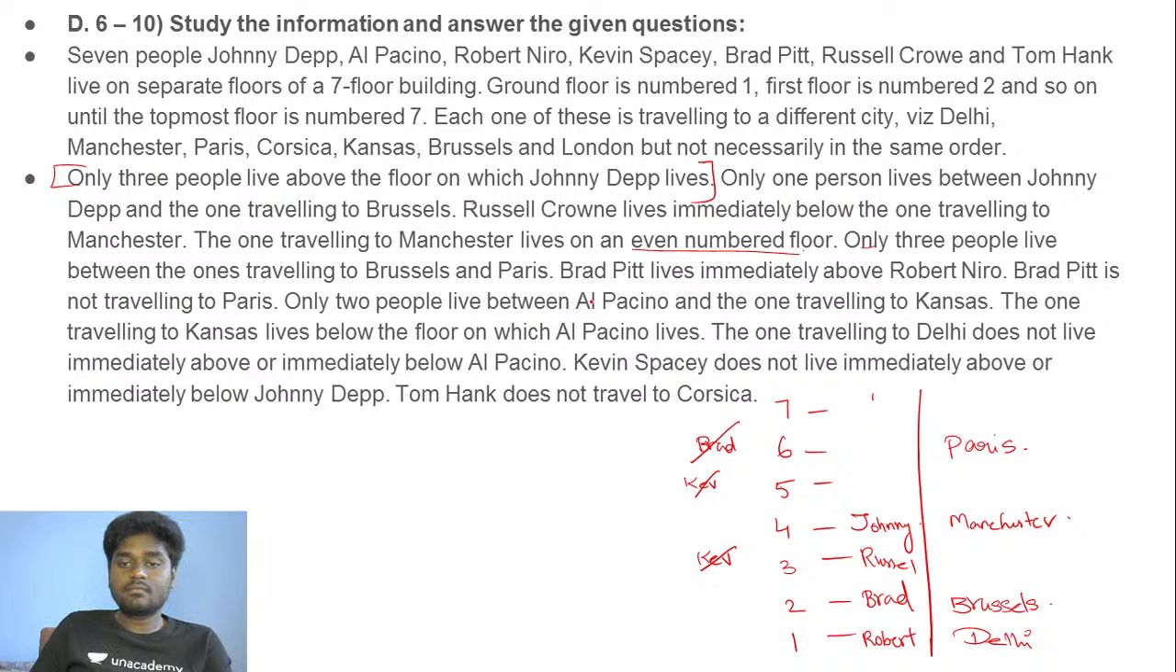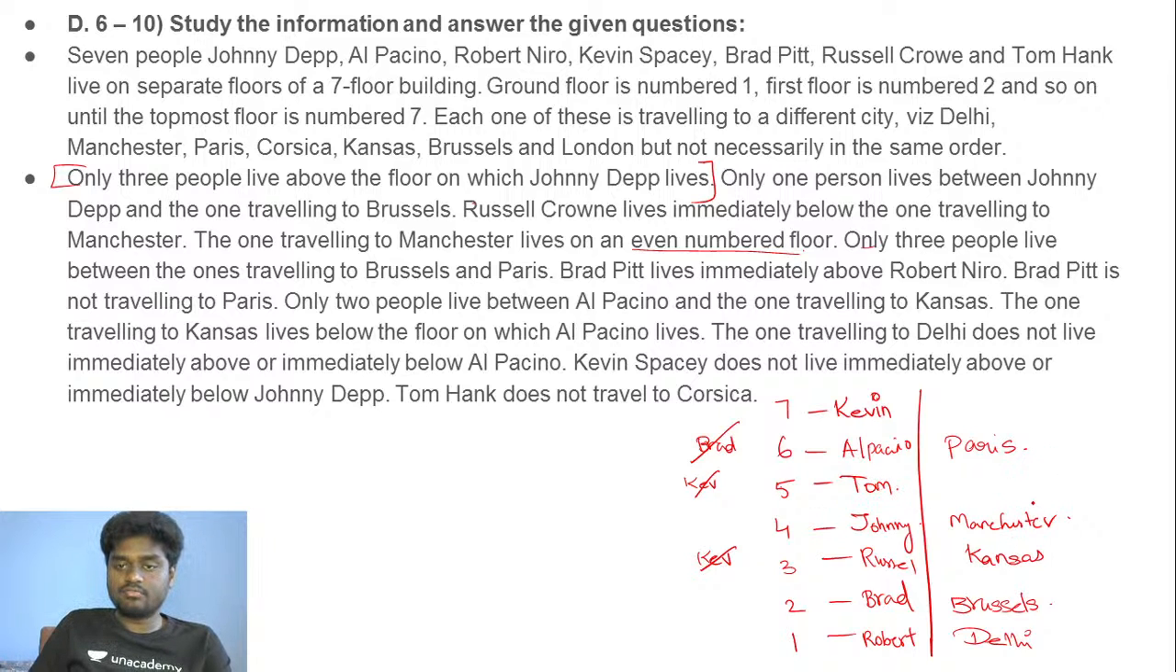And the next thing, Kevin Spacey does not live immediately above or below Johnny Depp. So Kevin will not be here, he will not be here. So let me put Kevin at the top floor. If I put Kevin at the top floor, then I'll be having Al Pacino with two people in between, so that the one traveling to Kansas. So here it's going to be Kansas. Then you have two people, that is one and two. So Al Pacino will be here at the sixth floor, and the last left out actor is Tom Hanks. So Tom will be at the fifth.